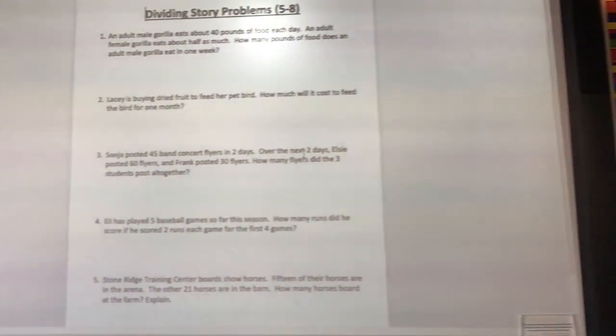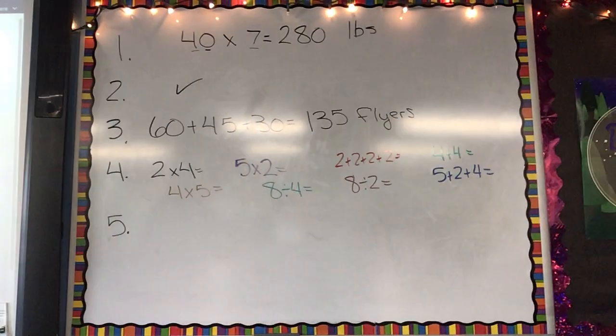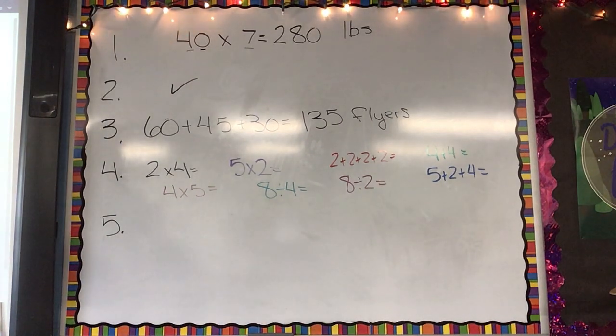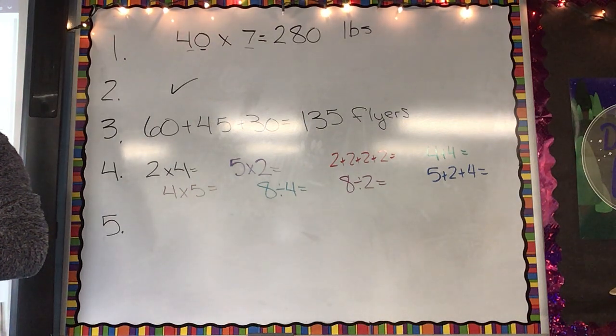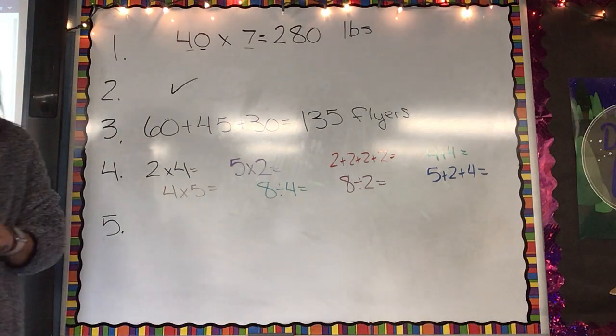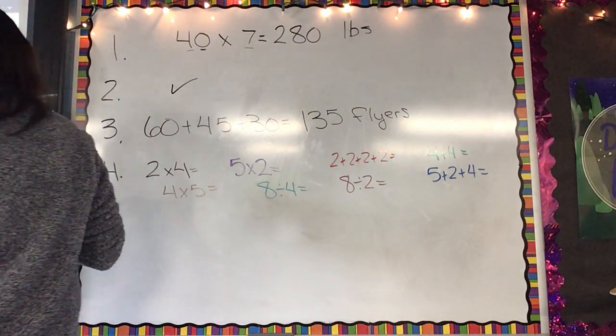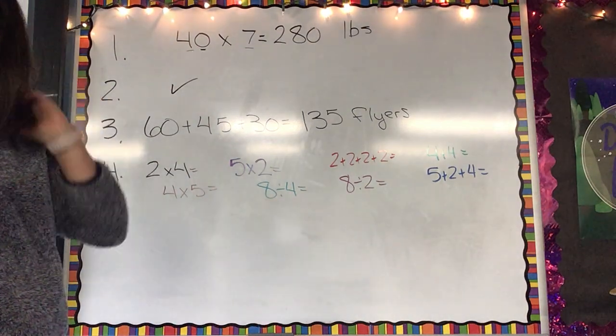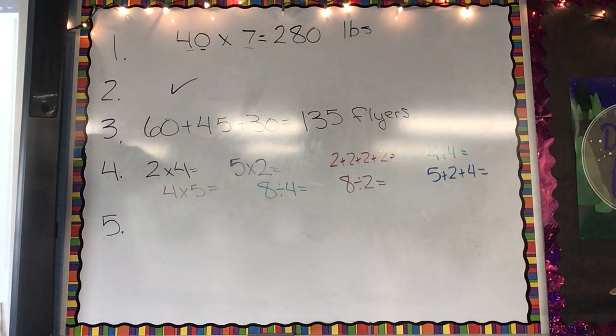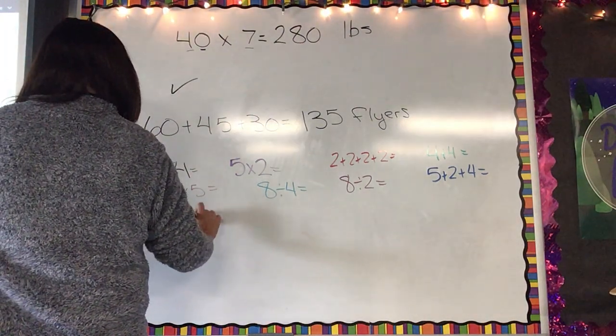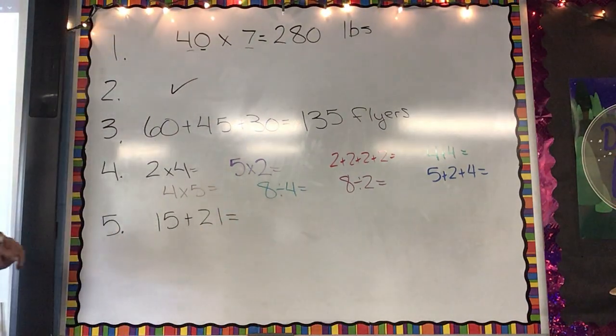All right, number 5, you should have gone through your BUCKS method. Raise your hand and tell me our equation for number 5. Turn to somebody right now and tell them the equation for number 5. Everybody. Maverick, what's our equation for number 5? Can you help him out? Our equation for number 5. He says 15 plus 21. Give me a thumbs up if you agree. Nice. So how many horses total are there then?